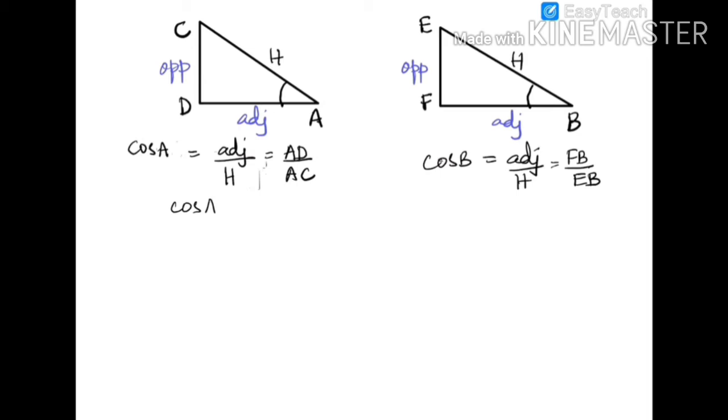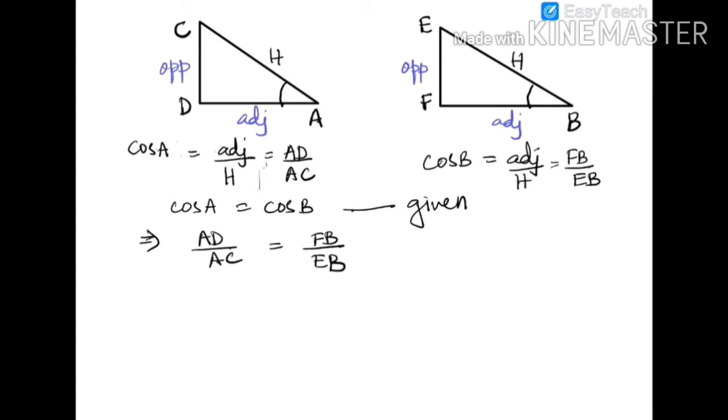We are given cos A equal to cos B. So we can equate the ratios that we have found for these angles. So we get AD upon AC equal to FB upon EB. Since these two ratios are equal, I'm going to interchange these two terms. So I can write the same ratio as AD upon FB equal to AC upon EB. Let's equate these two equal ratios to a constant K.